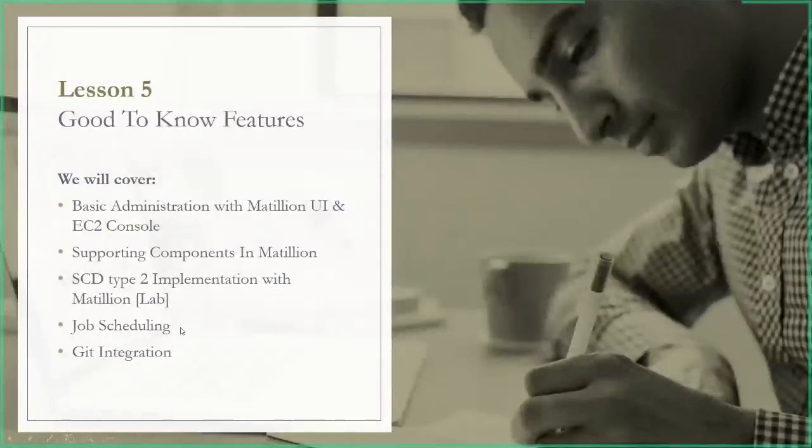Now let's look at some other thing, which is SCD type 2 implementation. SCD type 2, we know, right? It's a slowly changing dimension, correct? There are different types of slowly changing dimensions: type 1, type 2, type 3, type 4, like that. Now we will see how we can create an SCD type 2 dimension using Matillion.